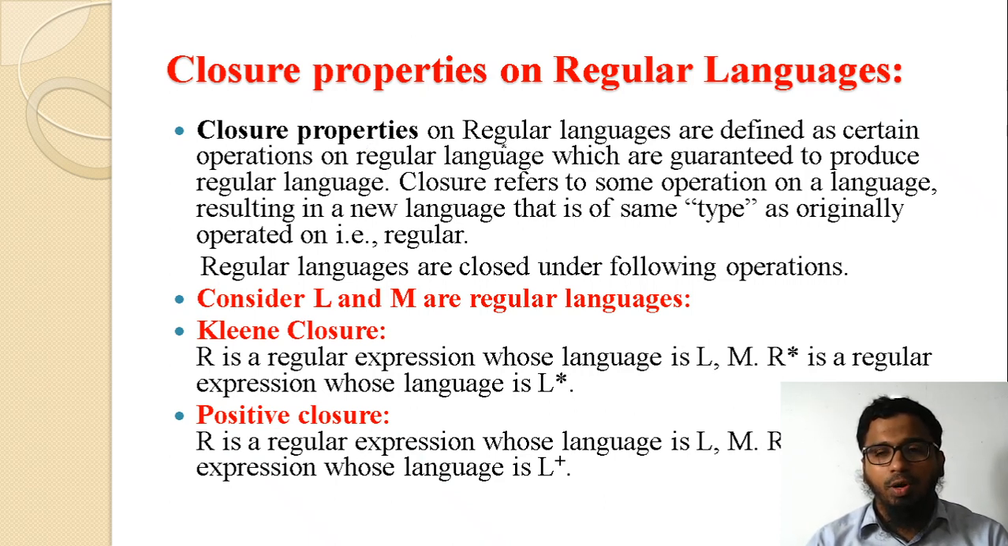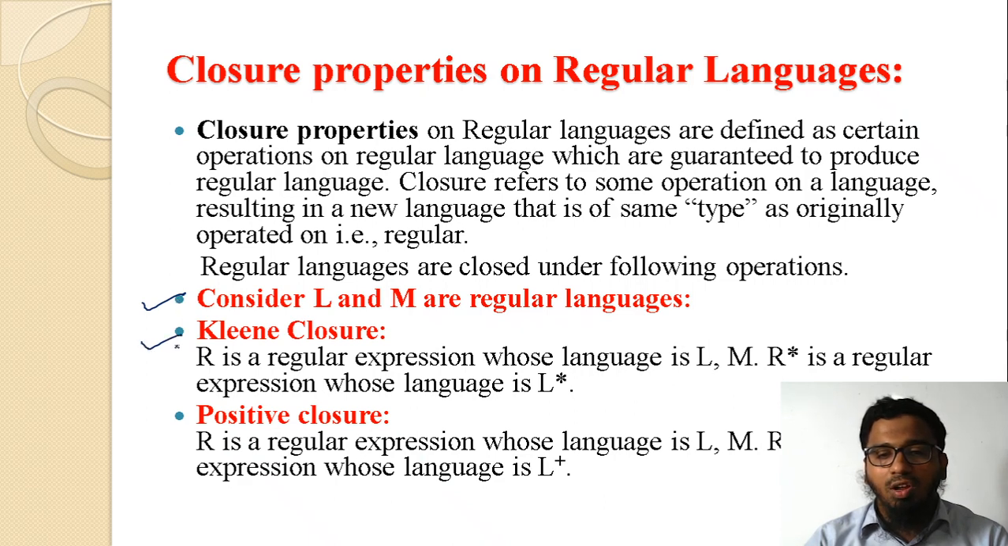So here the closure property on regular languages is defined as certain operations on regular languages which are guaranteed to produce a regular language. Closure refers to some operation on a language resulting in a new language that is of the same type as the original operand, that is regular. So regular languages are closed under the following operations. Consider L and M are regular languages.